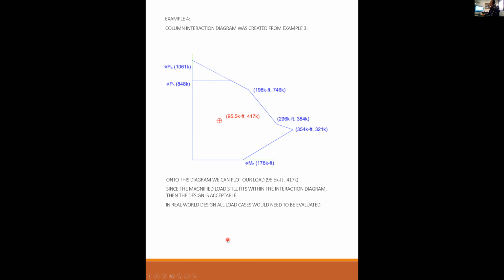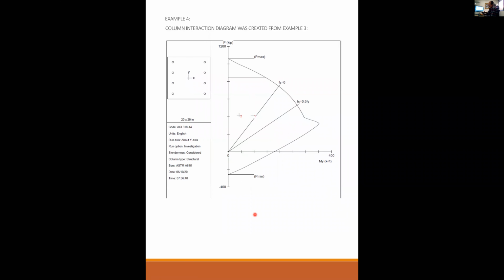In the real world design, all load cases would need to be evaluated. So this is how I would do it with software. This is SP column again. Here's that column with the 8 number 7s, 4 on each side. And there's those load cases. I plotted them in there for you. So this is what it would look like in a real world design. Okay. Any questions?